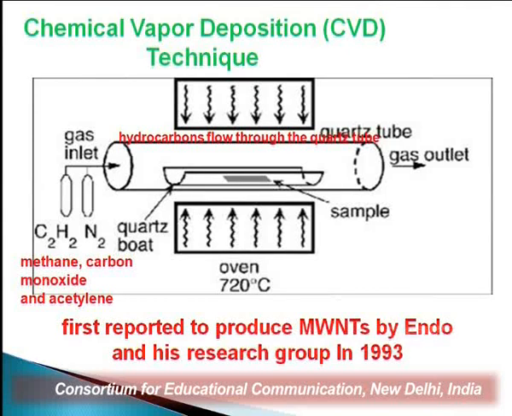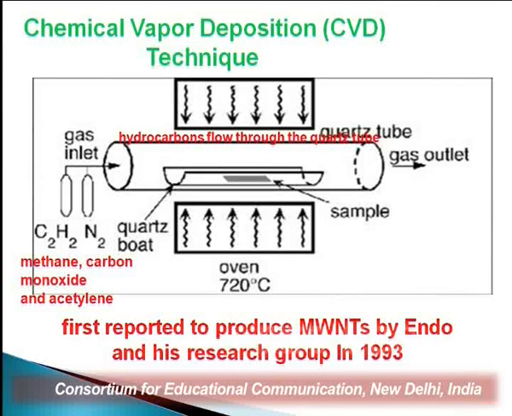So here we are seeing the tube which contains the hydrocarbons, coming from the gas inlet. Here we see the three gases: methane, carbon monoxide and acetylene. These are the hydrocarbons which go inside the tube, and then we set the temperature that breaks the hydrocarbon chains, and then the carbon sample is deposited on the boat-shaped quartz.